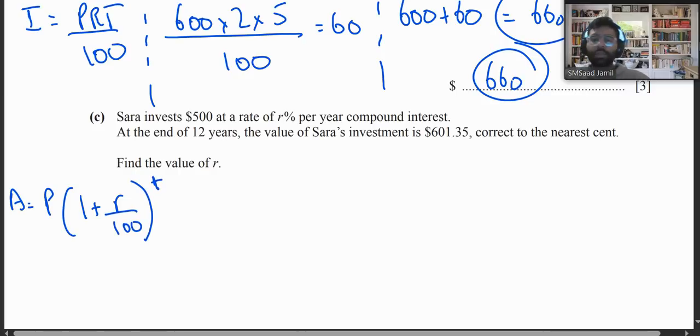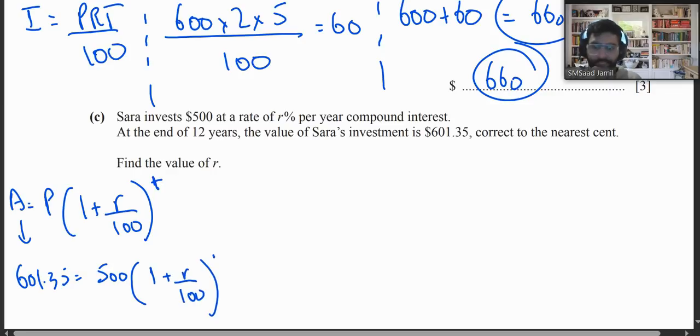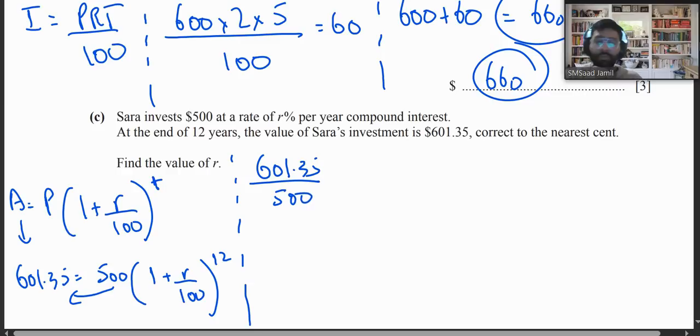Alright. So my friends, the amount of investment is basically given. Amount after all these years is given, 601.35. Principal is 500. 1 plus interest rate, we don't know. And time is 12 years. Okay. We will shift 500 over there. It becomes 601.35 divided by 500, because 500 was being multiplied over here. When you shift it to the other side, it would be divided. Is equal to (1 plus R upon 100) raised to power 12.